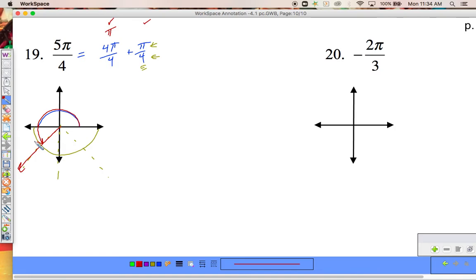If I wanted 7 pi over 4, I'd go 5, 6, 7 and put myself over here in the 4th quadrant. So taking a pi, either the top or the bottom, and cutting it into a certain number of pieces may help you count. But we all should know that pi over 4 is a 45-degree angle, so that was not as bad. All right, last one.